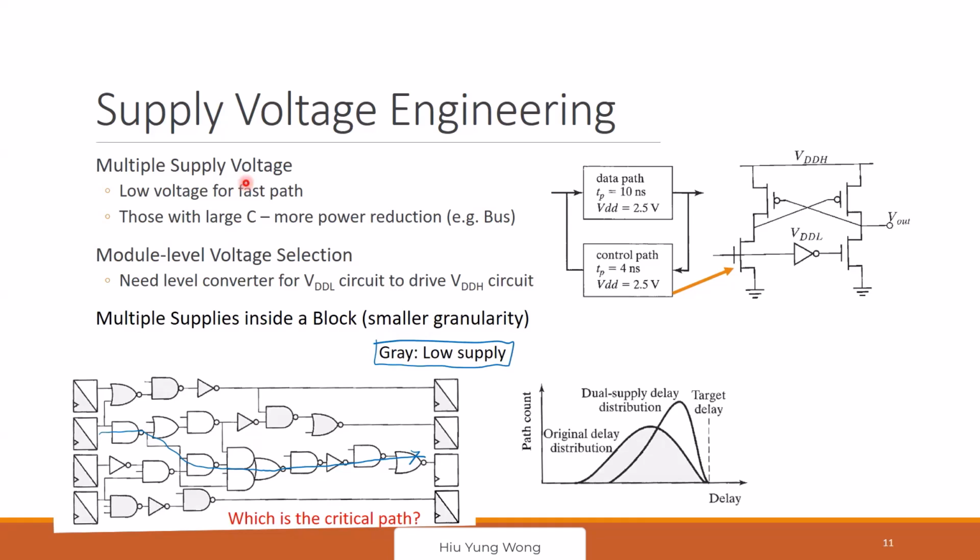Another thing is, if in your design you have something with a large capacitance, because the power consumption is related to C V squared times F, then you should really reduce the voltage at those parts that have large capacitance. So you don't reduce everywhere. You reduce where you gain the most.